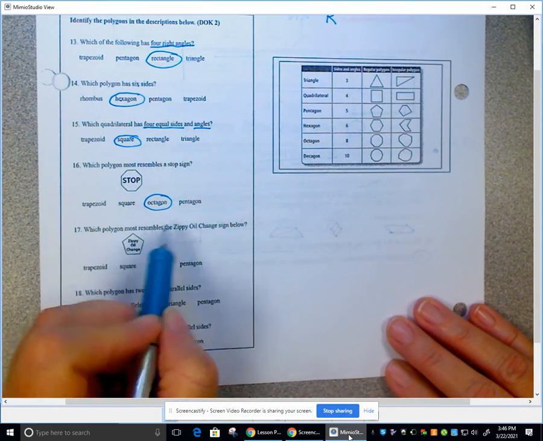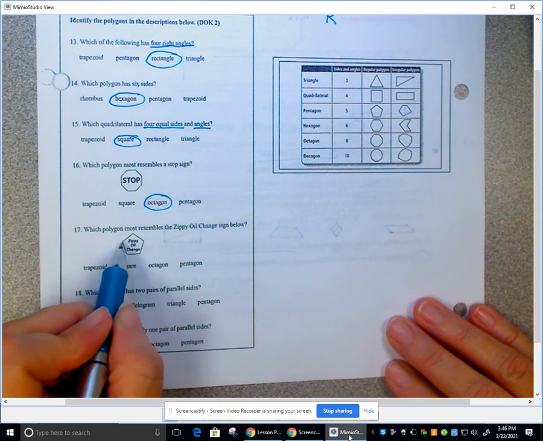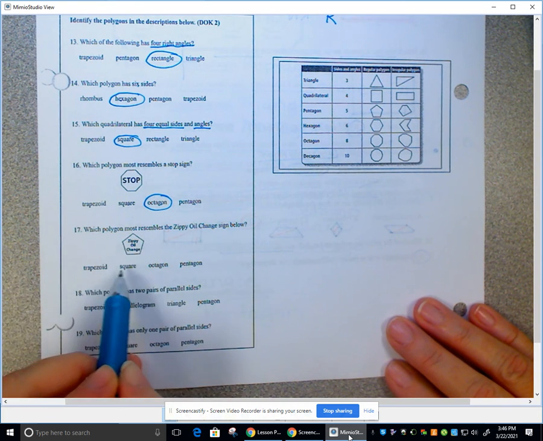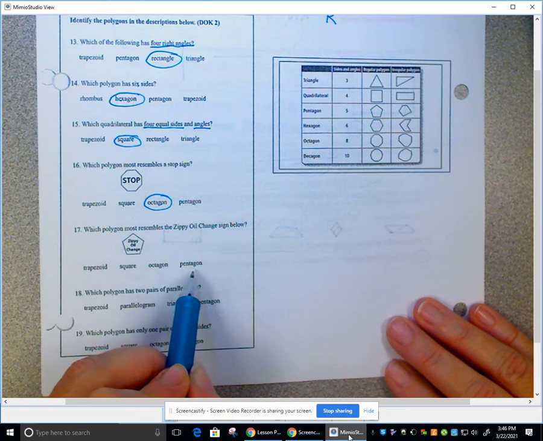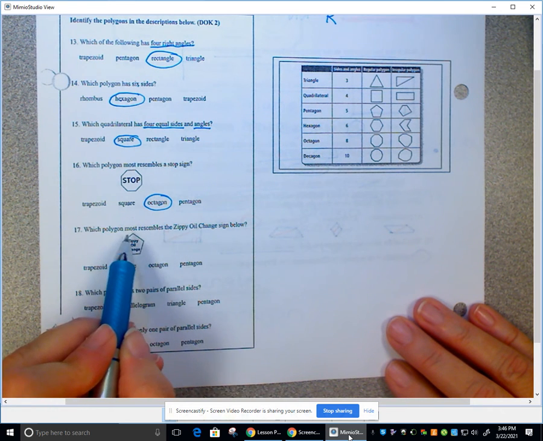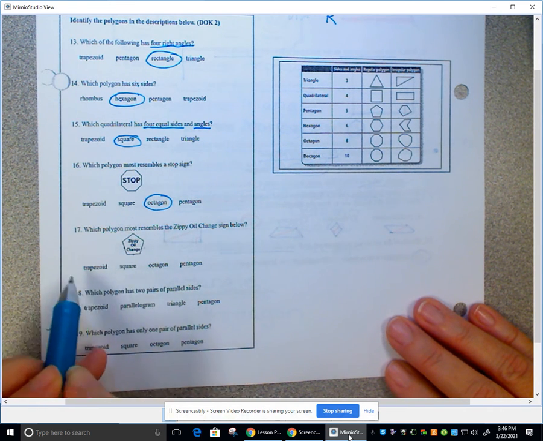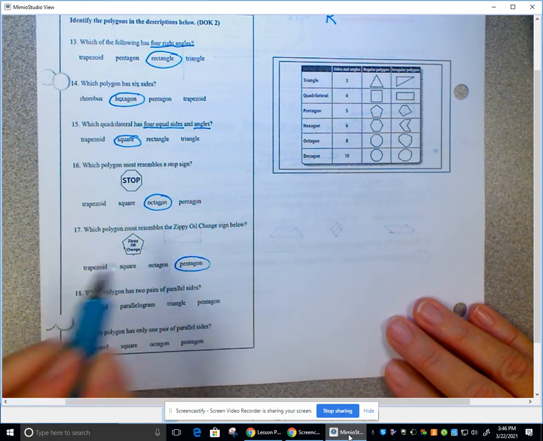Which polygon most resembles the Zippy Oil Change sign? Look at this sign. Trapezoid, square, octagon, or pentagon. Count the sides. 1, 2, 3, 4, 5. So that's definitely a pentagon.